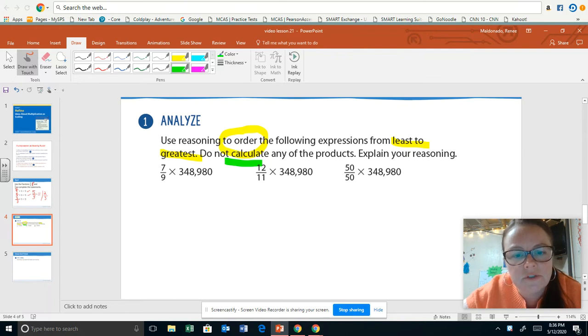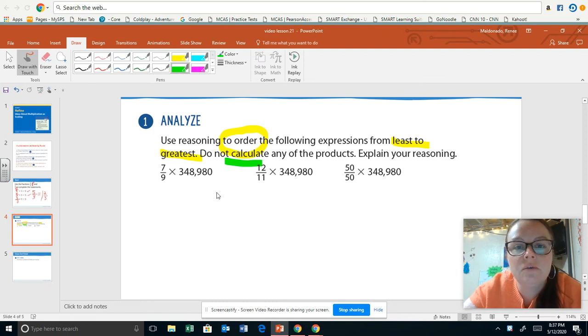All right, so I know they want us to order the expressions, least to greatest. That means smallest to biggest. Do not calculate means they don't really want you to solve. They don't really want you to multiply the numbers. Okay? Calculate, fancy word for solve it. They want you to use your reasoning, the scaling rules, okay? And just order them. So let's take a look.